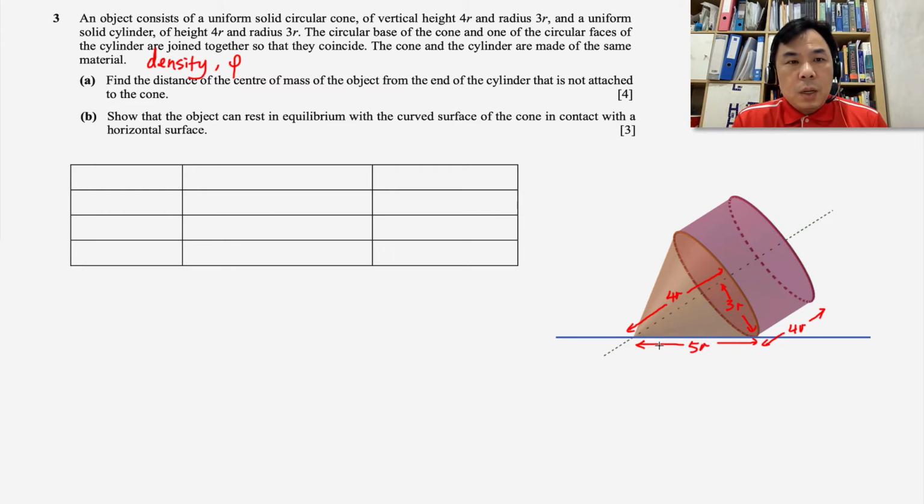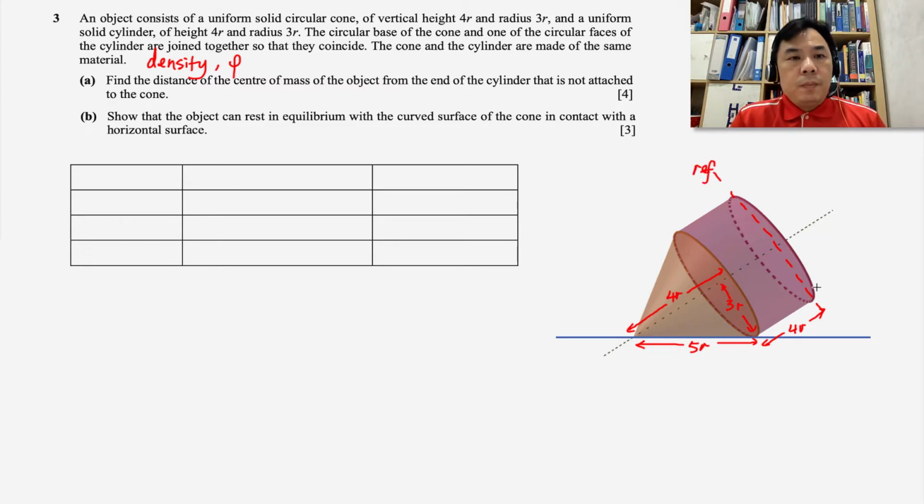Now, our first task is to find out the distance of the center of mass of the object from the end of the cylinder that is not attached to the cone. Basically, they are saying that this one will be our reference to where we measure the center of mass. So the center of mass is measured from this line here. So I'm going to put that down as a reference line.